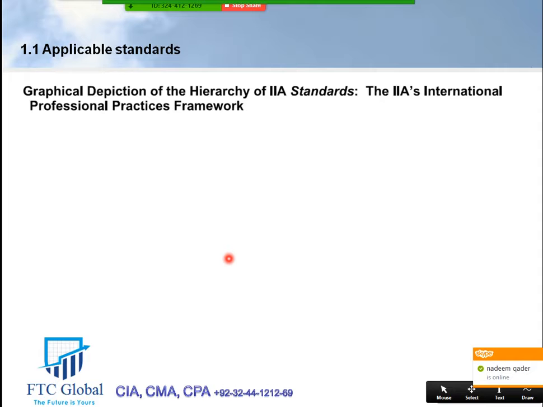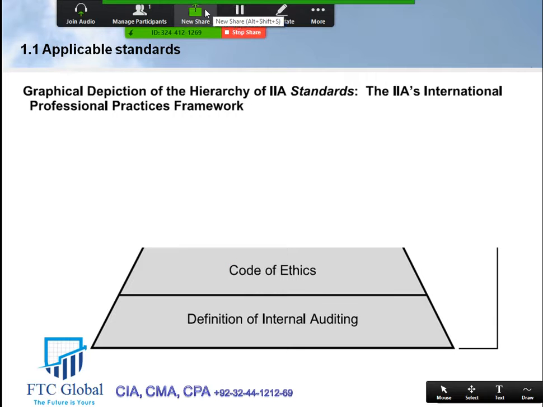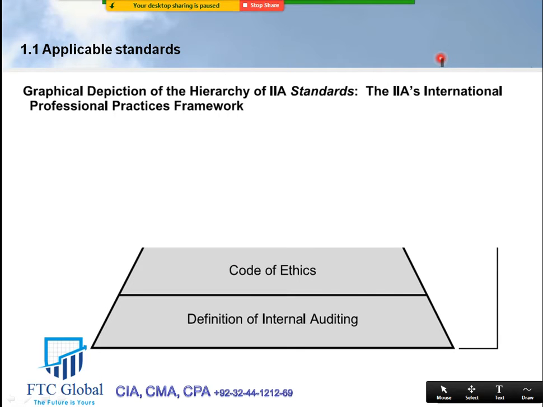So there is a graphical depiction of how the overall hierarchy of IA standards is laid out. The foundation to internal auditing, remember, is the internal auditing definition. The definition that we have learned, that's the basic. You have to understand the definition very well. I recommend you should memorize the definition with full understanding of what it means, because the definition is so comprehensive that it covers so many things.